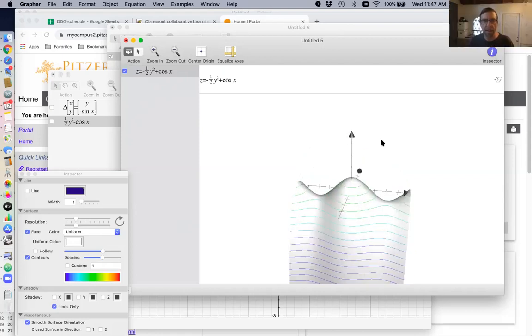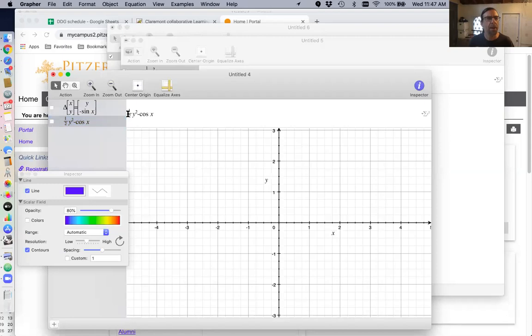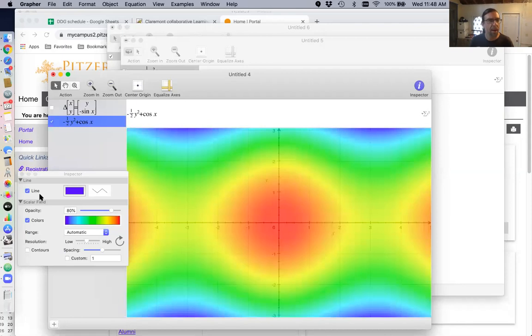Sometimes it's a little hard to see these three-dimensional pictures, so let's do the same thing again in 2 dimensions. Again, let me rewrite. This was minus for us, and this was a plus. And let's take a look at that. And again, I can color it. Let's take off the coloring and just look at contours.